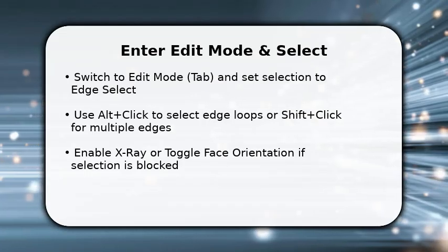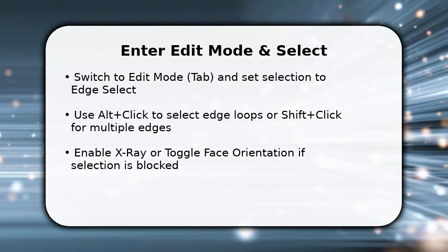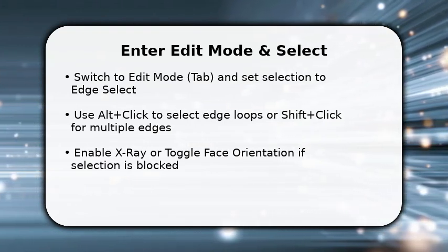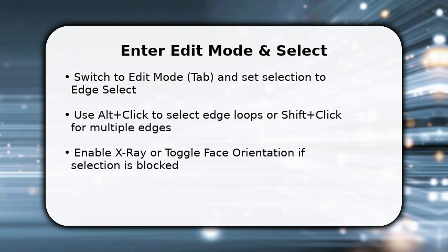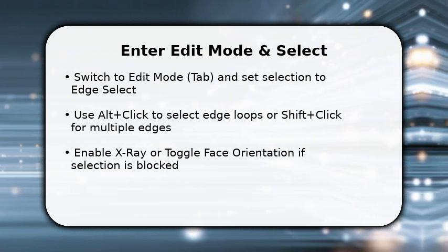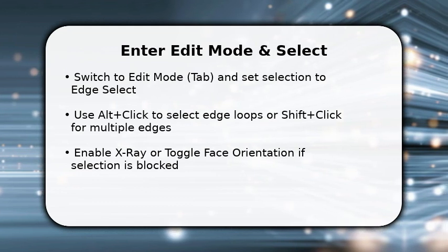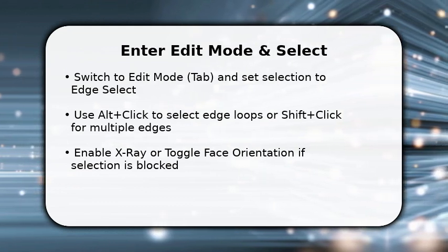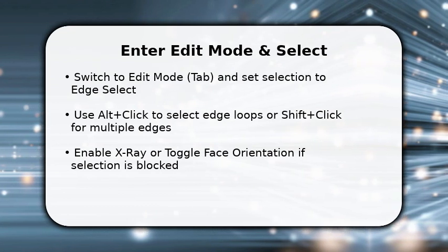You start in object mode. Press Tab to enter edit mode and switch to edge select so you act on edges directly. Once done, hover and Alt plus click to grab an edge loop or Shift plus click to add single edges. This is faster than selecting vertices.